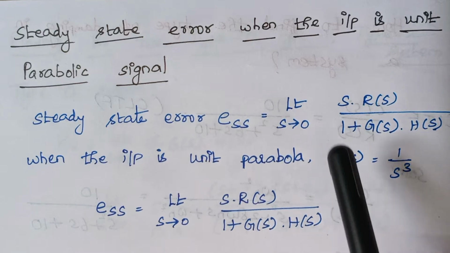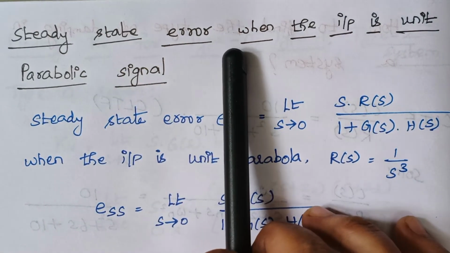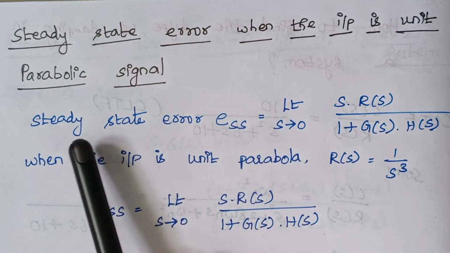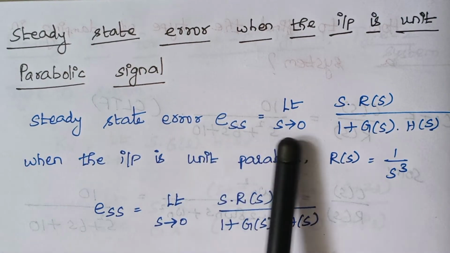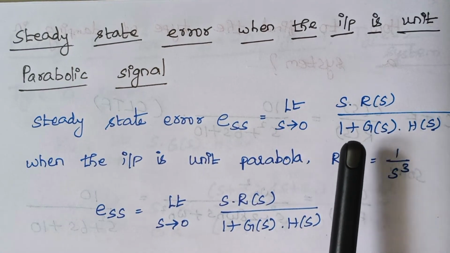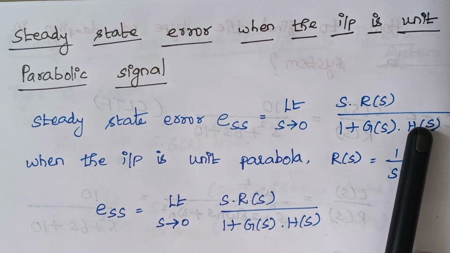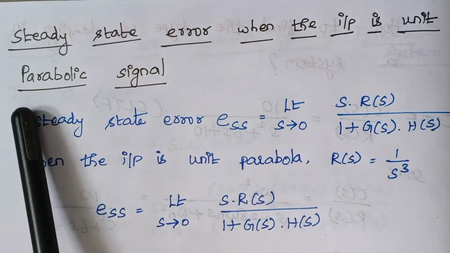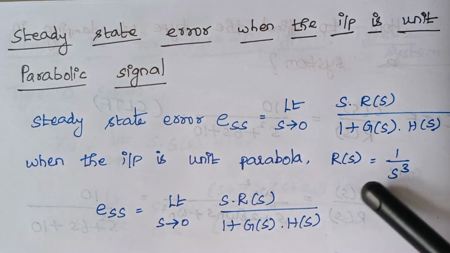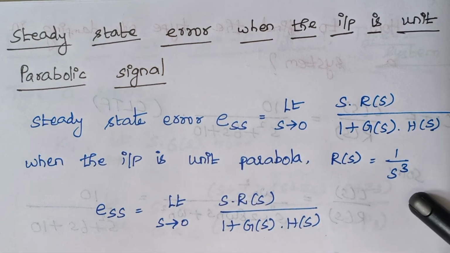Today we are going to see the derivation of steady state error when the type of input is parabolic. We know the formula. Steady state error is given by limit s tends to 0 of s into R(s) divided by 1 plus G(s) into H(s). The type of signal is a parabolic signal. So for a parabolic signal, the value of R(s) is 1 by s cube.